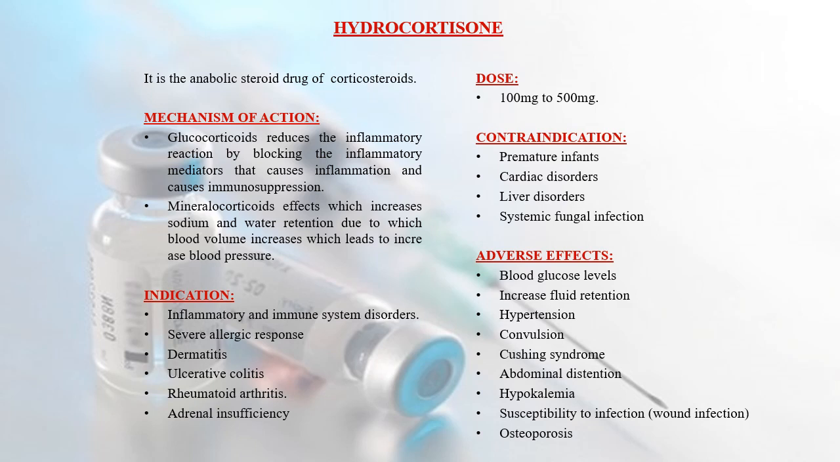Indications of hydrocortisone: it is useful for inflammatory and immune system disorders and severe allergic responses. It can also be used in dermatitis, ulcerative colitis, rheumatoid arthritis, and adrenal insufficiency as hormonal replacement therapy. Its dosage is 100 mg to 500 mg. Considerations: it should not be given to premature infants or in cardiac disorders, liver disorders, or systemic fungal infection.